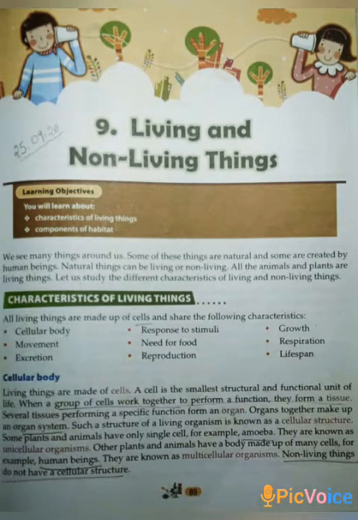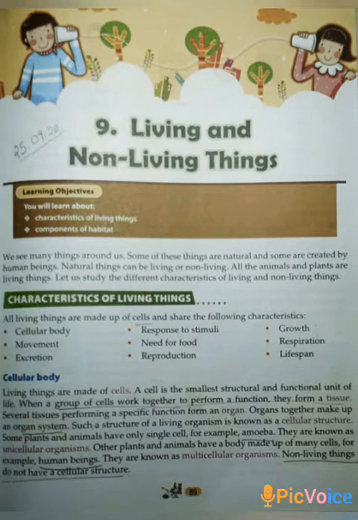Living things are made of cells. A cell is the smallest structural and functional unit of life. Children, you remember, a cell is the smallest structural and functional unit of life. When a group of cells work together to perform a function, they form a tissue.